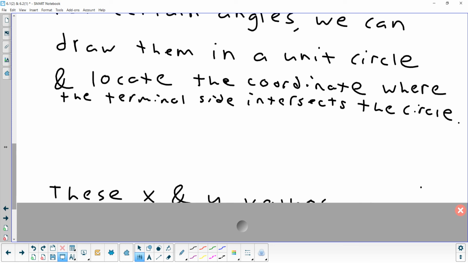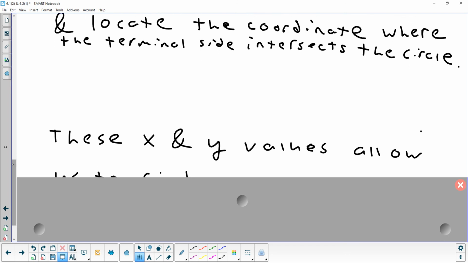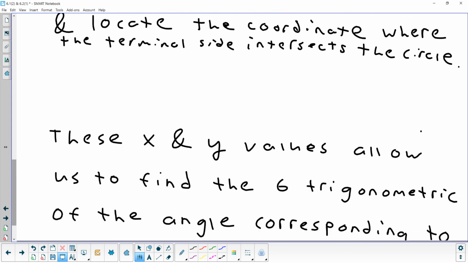Once you have that coordinate, we can use the x and the y value from the coordinate to figure some things out. But the whole key is we need the full coordinate. We need the x value and we need the y value. And specifically, what those x and y values allow us to do is find the 6 trig functions of an angle.